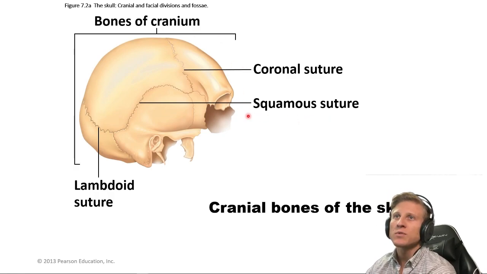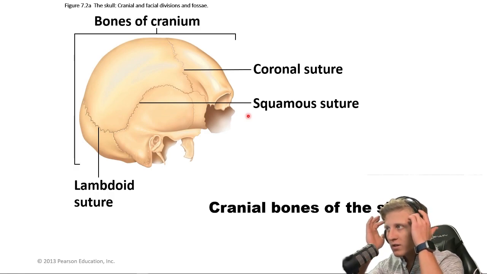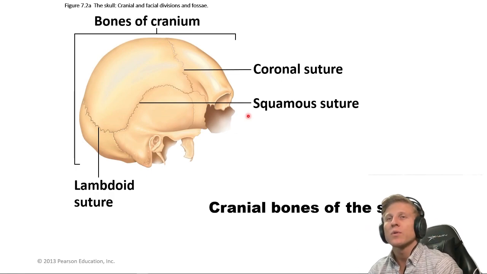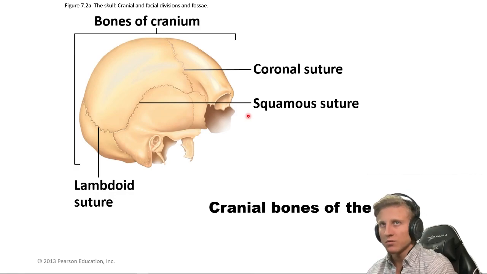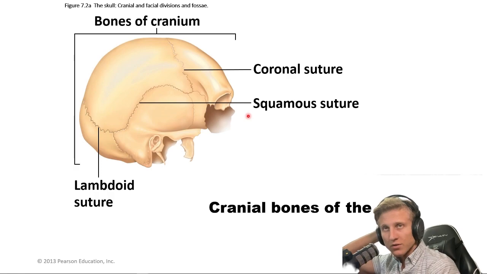Next, we have the squamous suture. It runs along your temples, along the side of your head, right along this area, relatively horizontally oriented. And then lastly, from this angle, we can see the lambdoid suture. It's a weird word. It comes from the Greek letter lambda, as we'll see later, but it runs along the back of your skull.